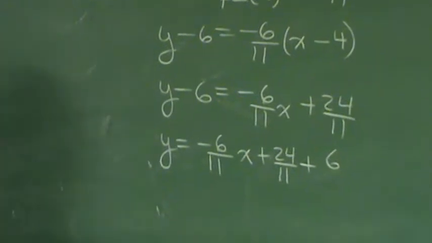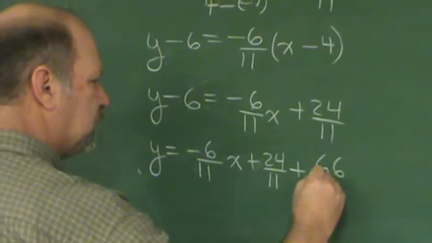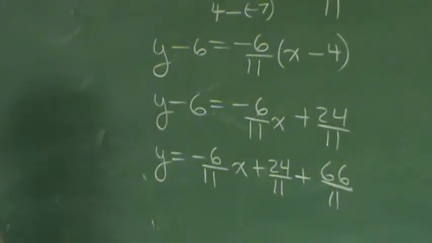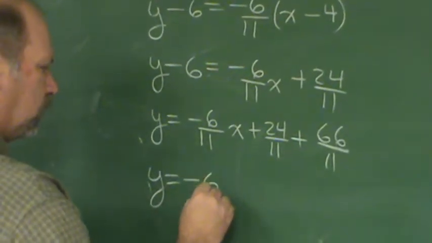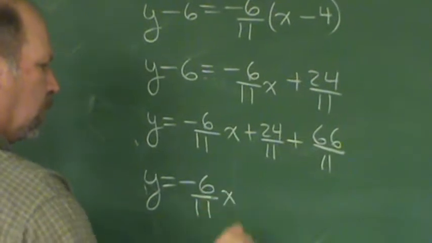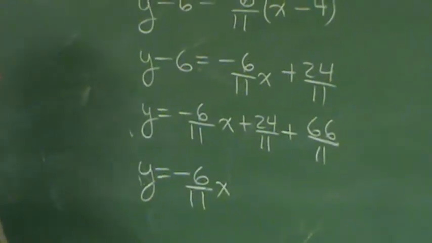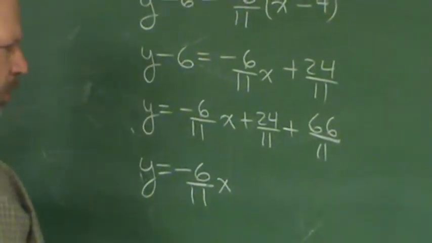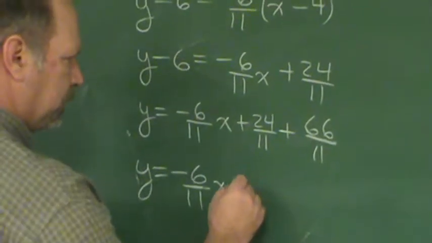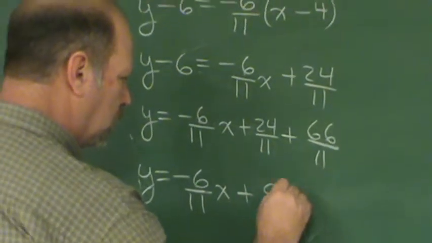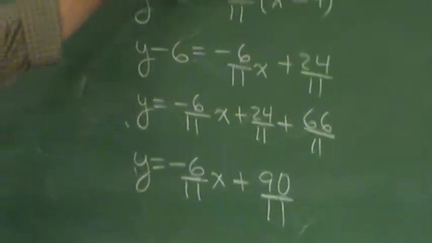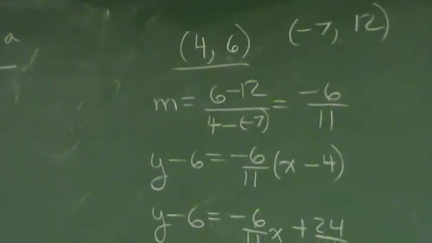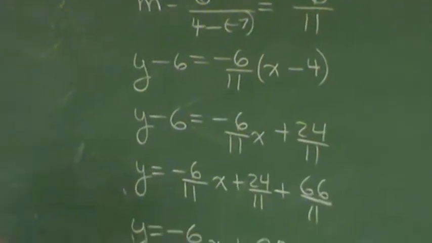Now 6 with the denominator 11 is going to be 66 over 11. And don't forget, your $100 calculator knows how to add and subtract fractions. But you get negative 6 over 11 times x plus 90 over 11. So the equation of the line that connects these 2 points is negative 6 over 11 x plus 90 over 11.